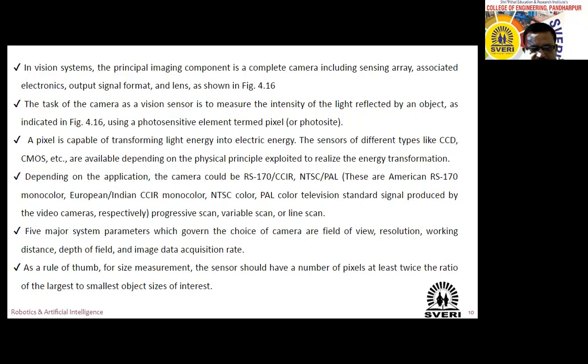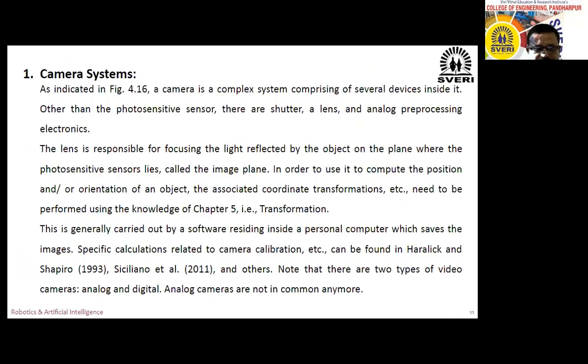Then 5 major system parameters which govern the choice of camera are field of view, resolution, working distance, depth of field, and image data acquisition rate. As a rule of thumb, for size measurement, the sensor should have a number of pixels at least twice the ratio of the largest to smallest object sizes of interest. Now we'll see camera system.